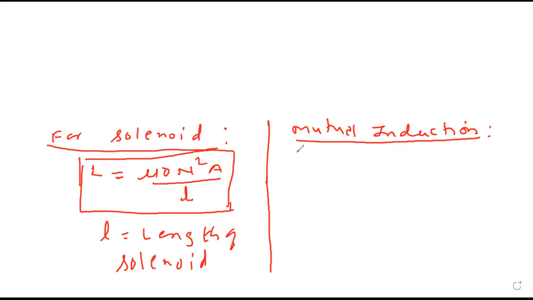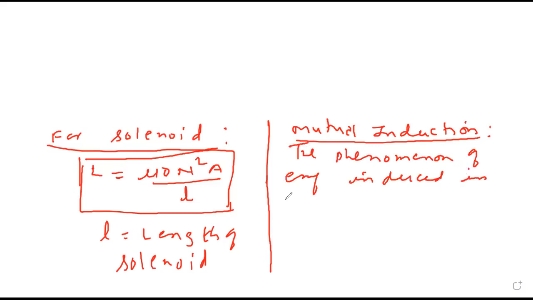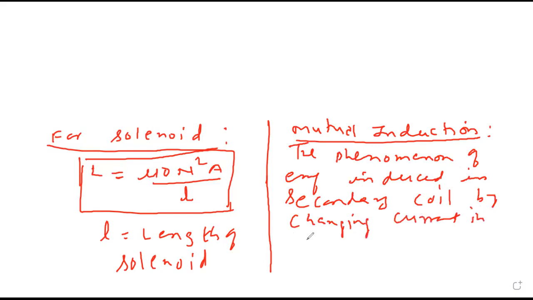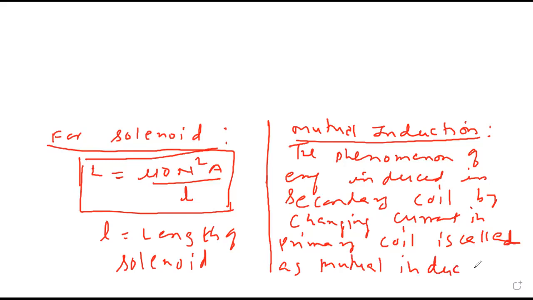What is mutual inductance? The phenomenon of EMF induced in secondary coil by changing current in primary coil is called as mutual induction.